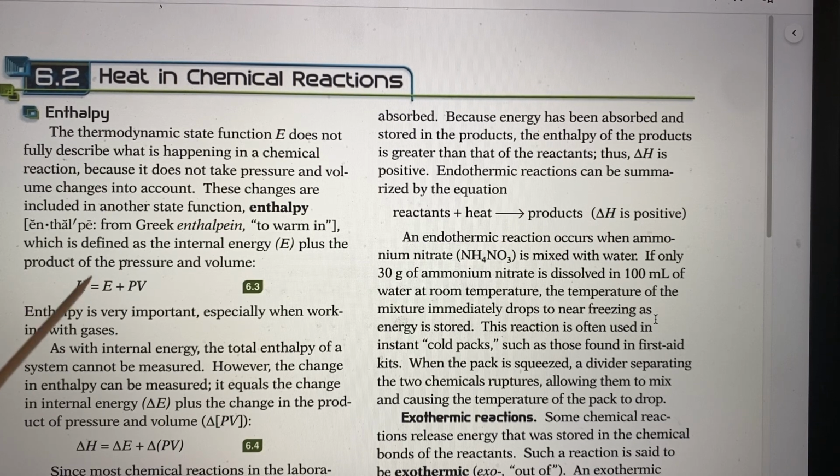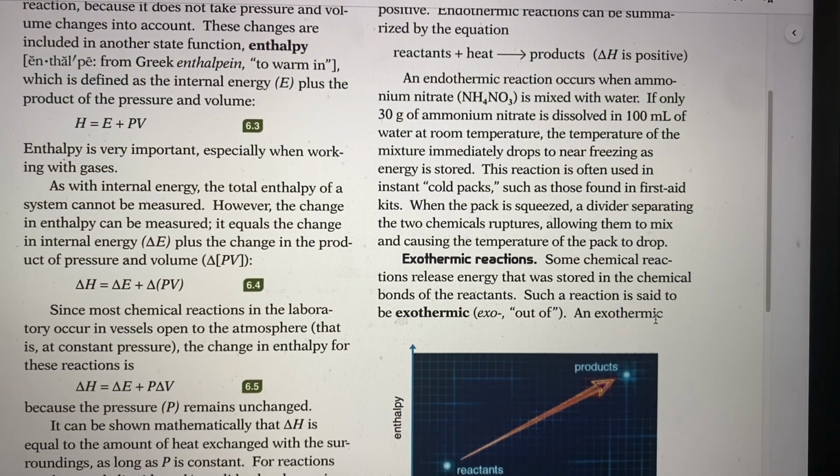But enthalpy is all the energy in the internal system, which would be all the regular energy plus pressure and volume. So it's important to know that, and the changes of that. This is the change of enthalpy: the change of energy and the change of pressure and volume. So this is really important if you are working with gases. It's not important if you're working with solids and liquids. If you're working with gases, you have to take into account the pressure and the volume.